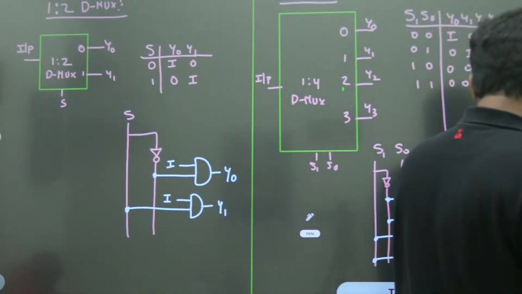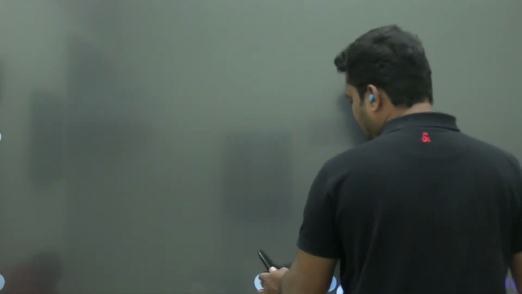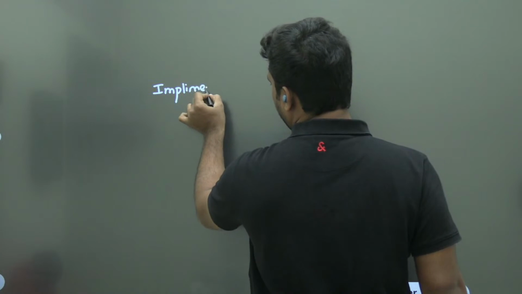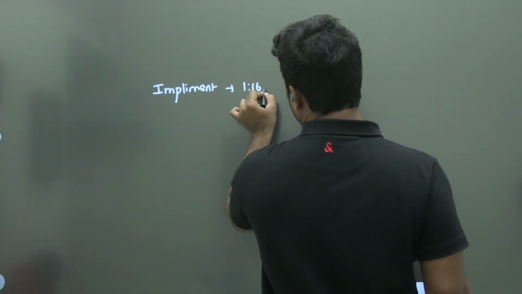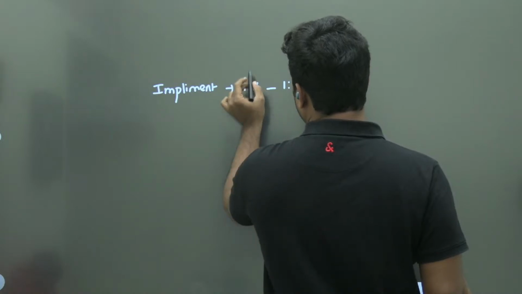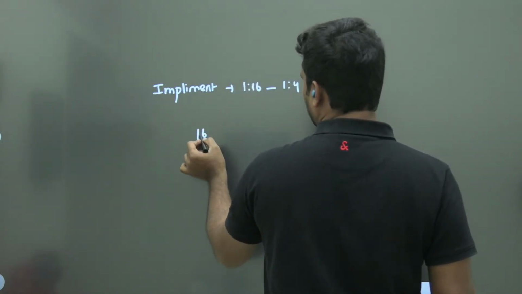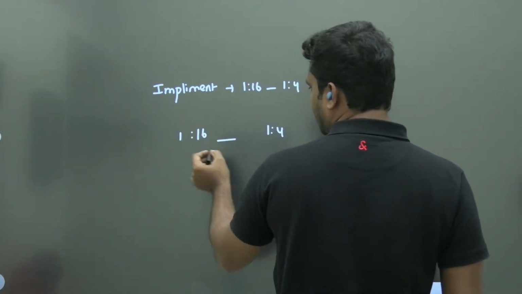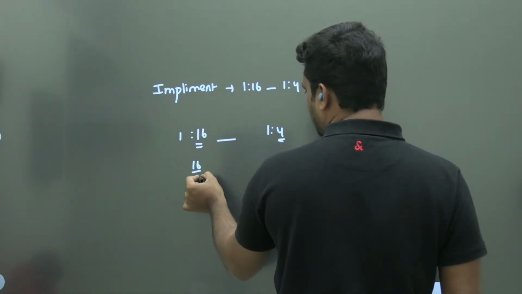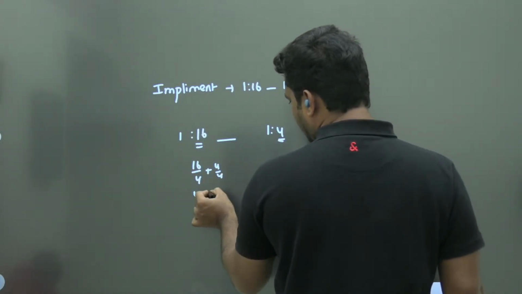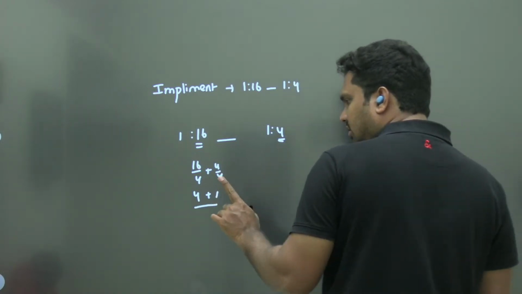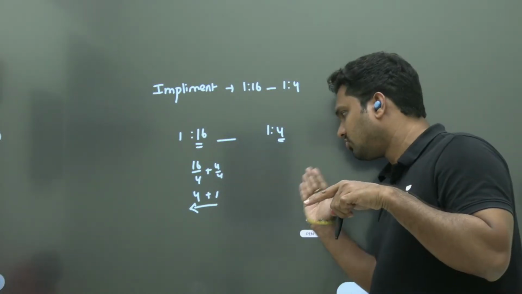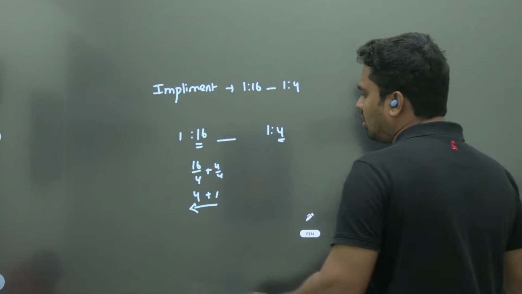Suppose sometimes the examiner will ask you how to implement a 1 by 16 demux using 1 by 4. Okay, so if you need 1 by 16 using 1 by 4, take the same story. 16 you divide by 4, 4 you divide by 4. Total is 5. But here the order will be reversed because it is 1 to many. There it was many to 1. So here first 1 demultiplexer, whose outputs feed 4 demultiplexers. Total 5 is the answer.